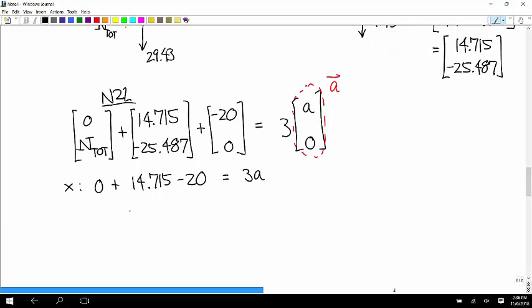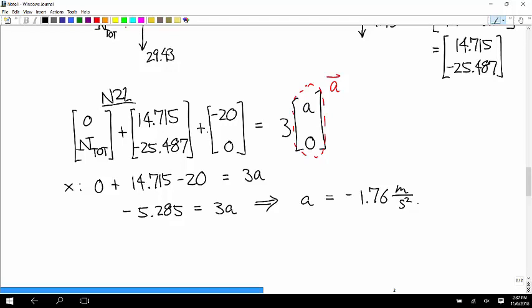And so negative 5.285 is equal to 3a. And so what's a? Negative 3 point what? 3 was just an approximation. Sorry, 1.76. Okay. Meters per second squared.